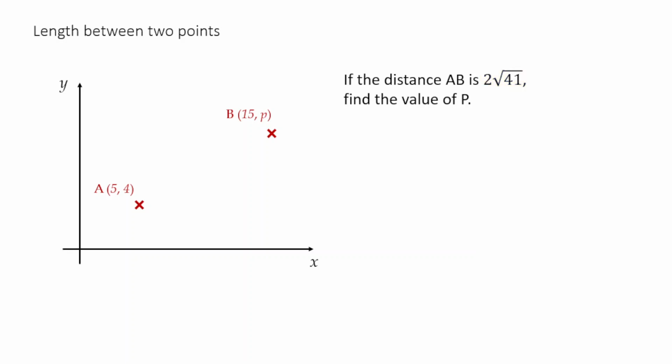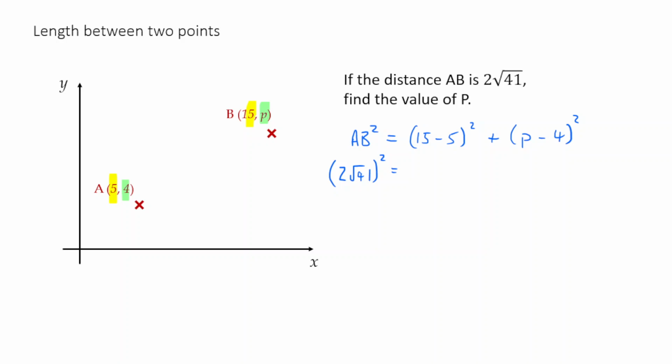Well, let's just try to apply our formula as we've done before. Okay, we know that AB squared must equal x2 minus x1, so 15 minus 5 all squared, plus y2 minus y1 all squared. So we're going to have P minus 4 squared. Well, AB is 2 root 41, so we'll just put that there for the time being. We've got to square that.